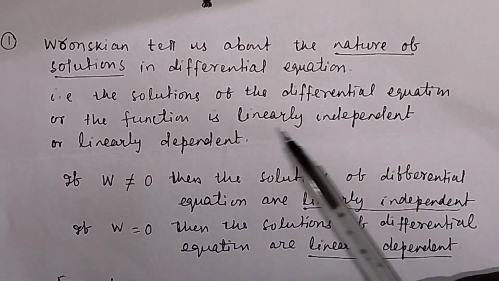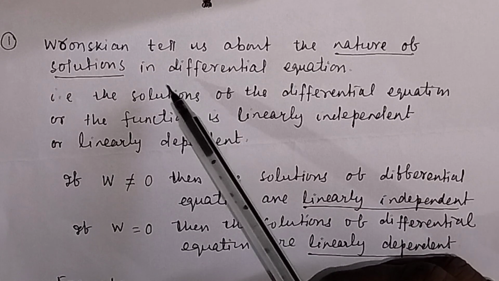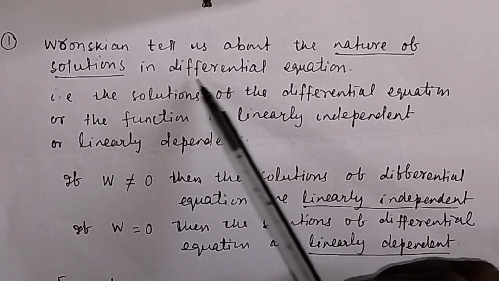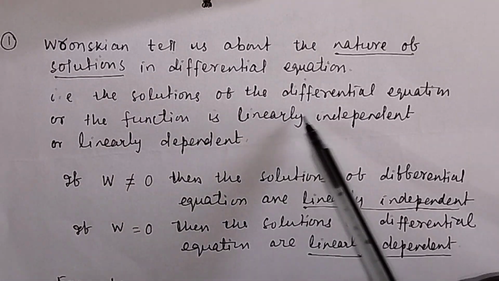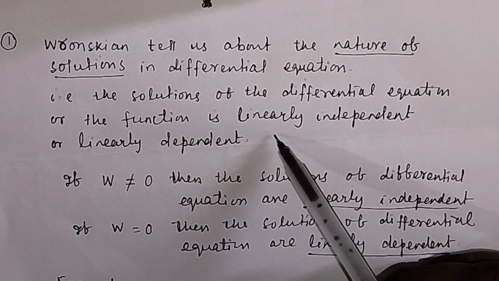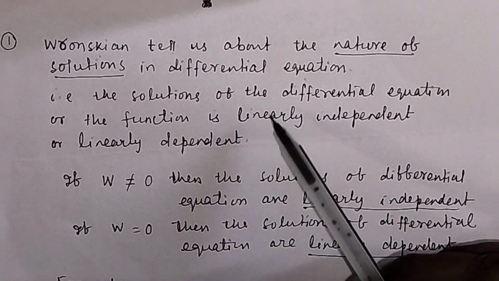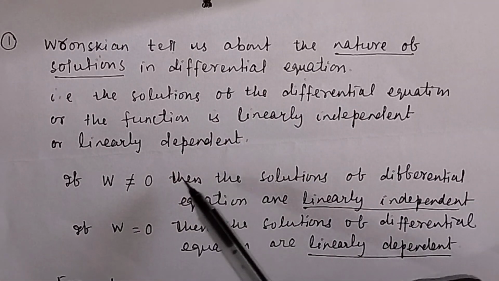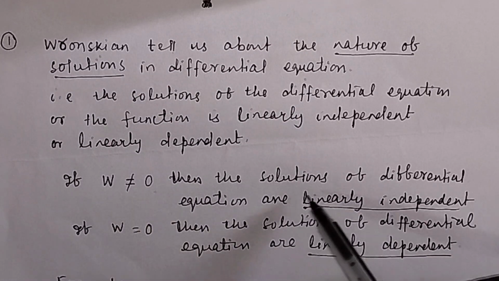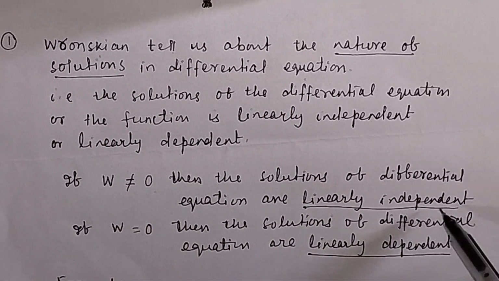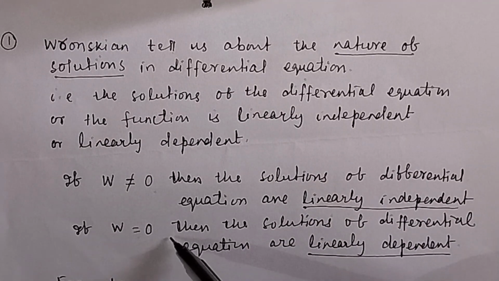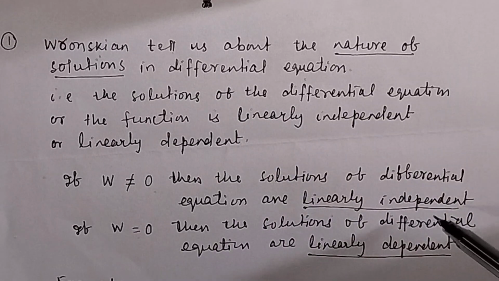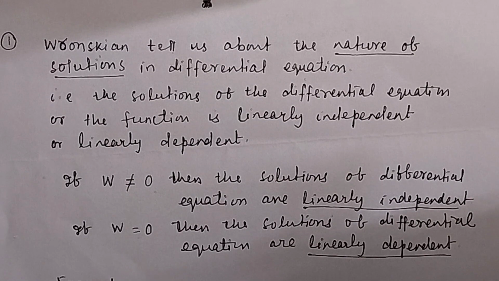If an examination question asks what is Wronskian, we will write like this: Wronskian tells us about the nature of solutions in a differential equation, that is, whether the solutions, or functions, are linearly independent or linearly dependent. If the Wronskian is not equal to 0, then the solutions are linearly independent. And if the Wronskian is equal to 0, then the solutions are linearly dependent. This will be the answer to the question, what is Wronskian?